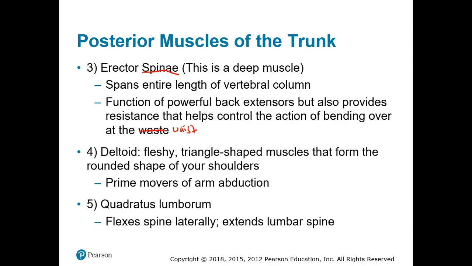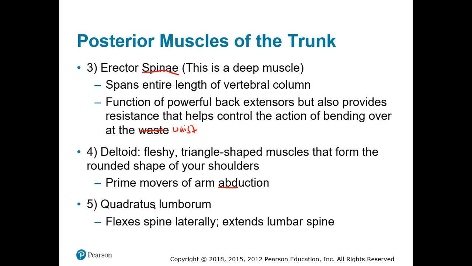So the next one is your deltoid. This is a fleshy triangular shaped muscle that forms the rounded part of our shoulder. Whenever you feel the upper part of our shoulder, that is our deltoid. When we were learning the body regions, that was known as the deltoid region. This is a prime mover of arm abduction, and that means it's going to pull your arm away from the midline of your body or pull your arm up, like if you were raising your arms at an airport.